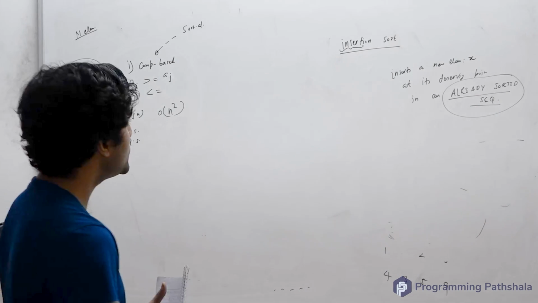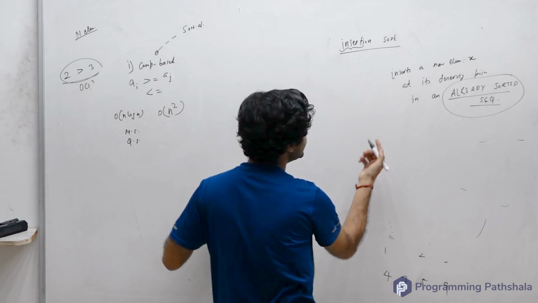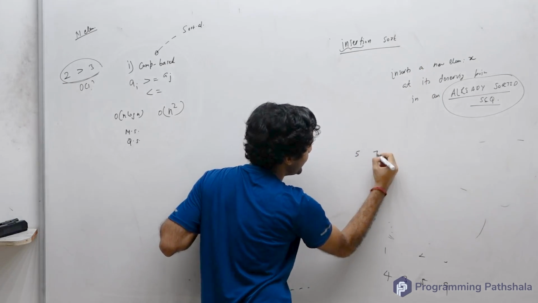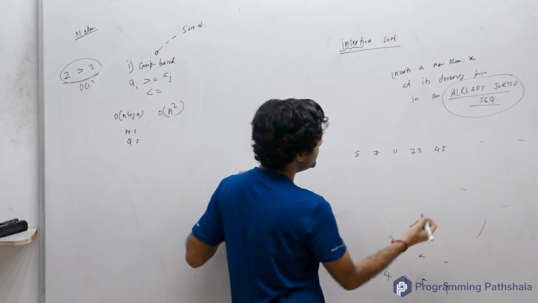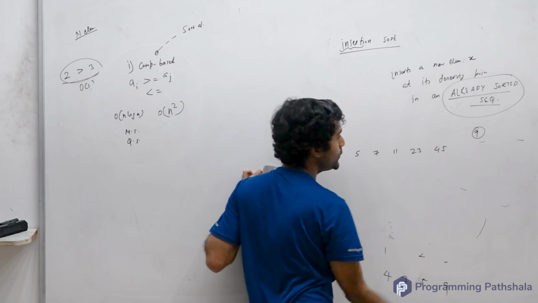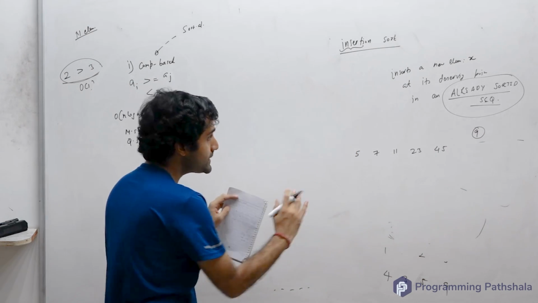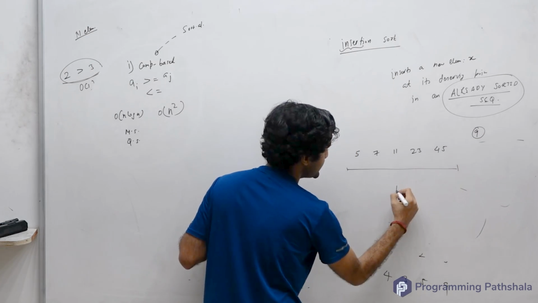Okay, so let us just try to do this. Let's say there is an already sorted sequence like 5, 7, 11, 23 and 45, and then there comes a number which is 9, which is a new element. Okay, this is sorted, and let's say the size of this is n.